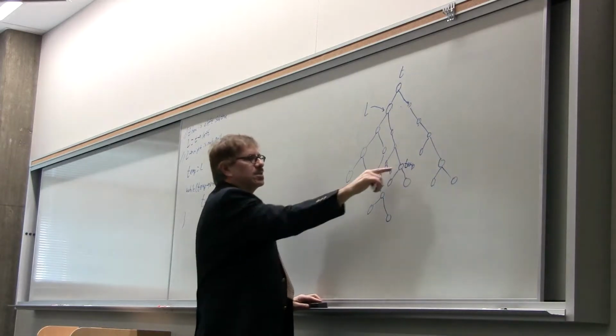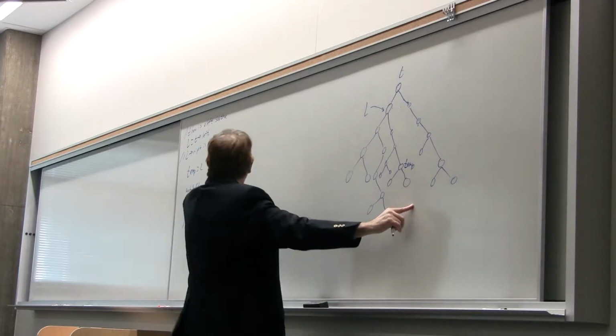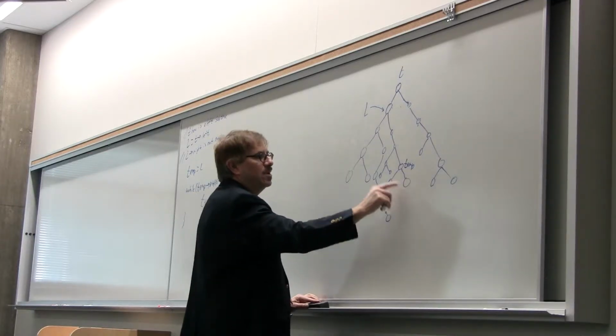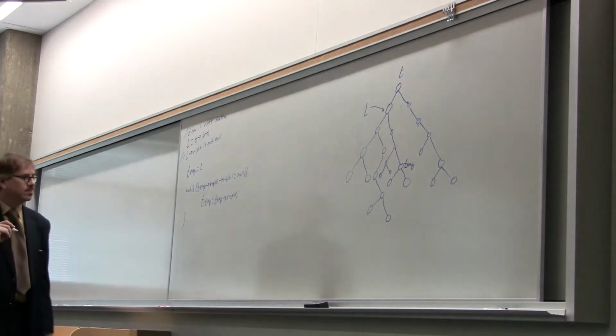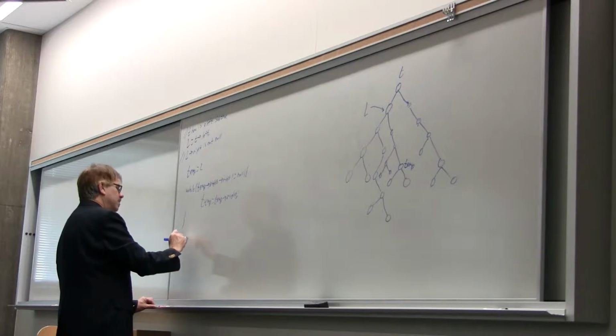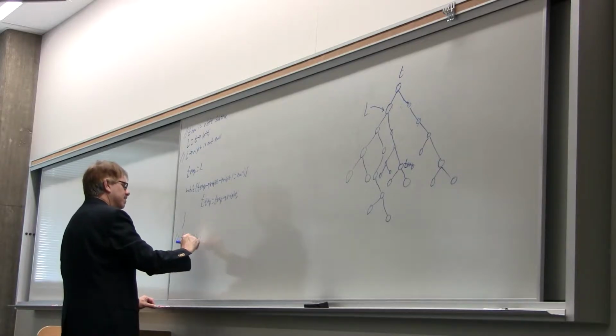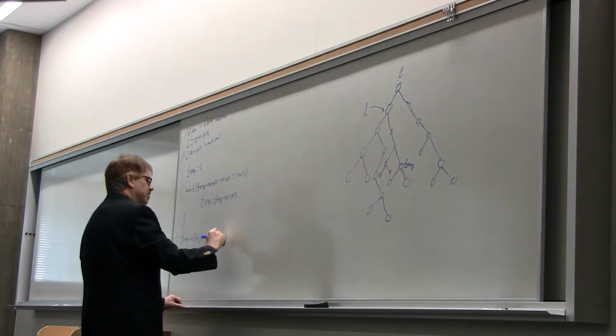But now temp right is null. So at this point, I'll exit the loop. And temp is the parent of the rightmost node. So here, temp is the parent of the rightmost node.